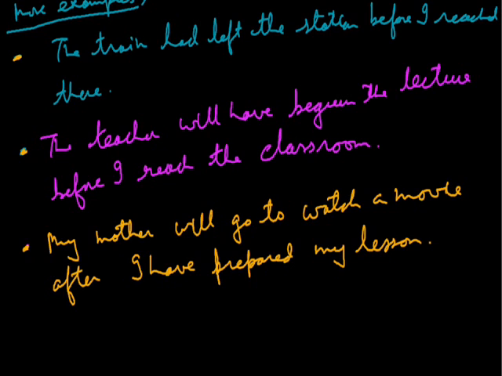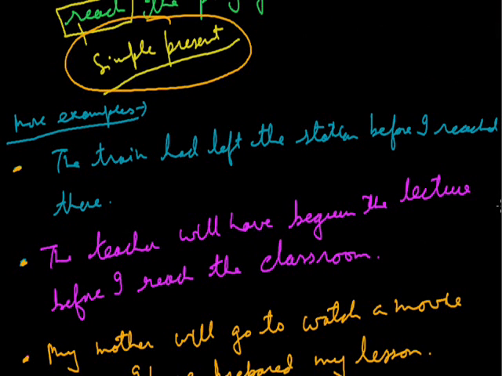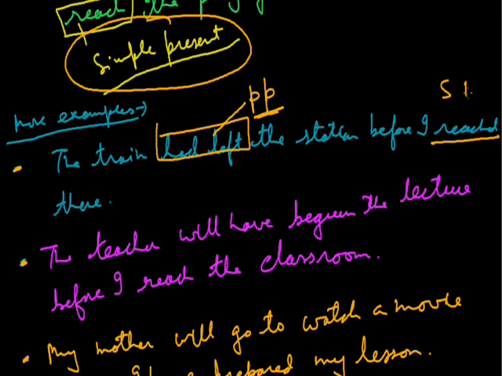Now, coming on to the first example, that was the train had left the station before I reached there. Now, in this one, had left is given to us, which is in past perfect form, and reached is in simple past form. That means the action of the train leaving the station happened earlier than the action of reaching of I is concerned. So by the time I reached there, the train had already left the station. So we have used past perfect and we have used simple past tense in this statement.